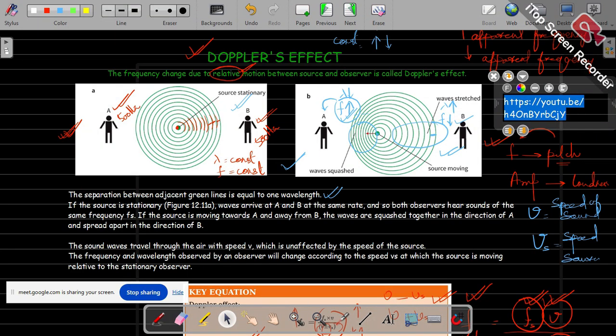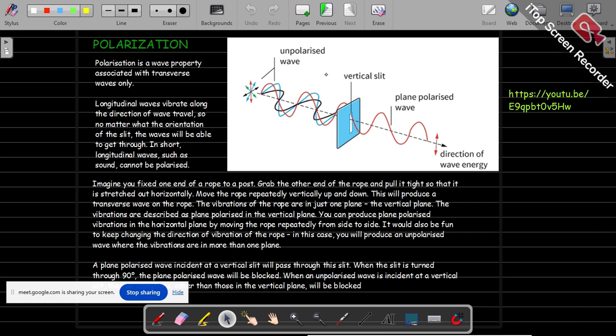polarization, which is going to be the last topic from this chapter as well. Now, what is polarization?